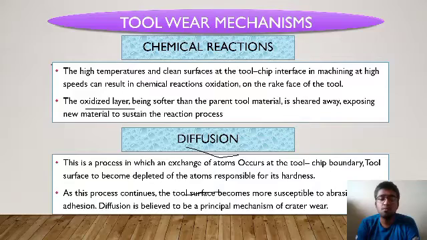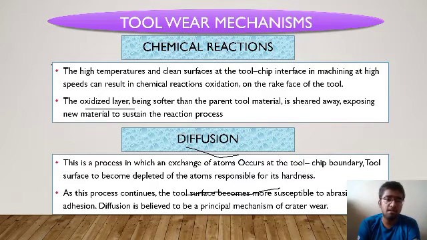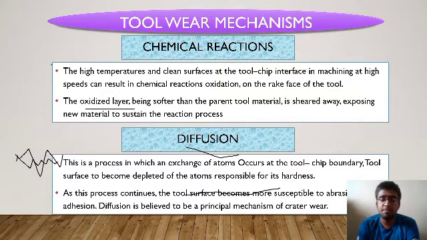the tool surface becomes more susceptible to abrasion after this diffusion. It is true, because the diffusion will be irregular on the tool surface, and this will create irregularities on the tool surface. These irregularities are the main key phenomenon for creating abrasion. So it is believed that diffusion is the principal mechanism of gradual wear.